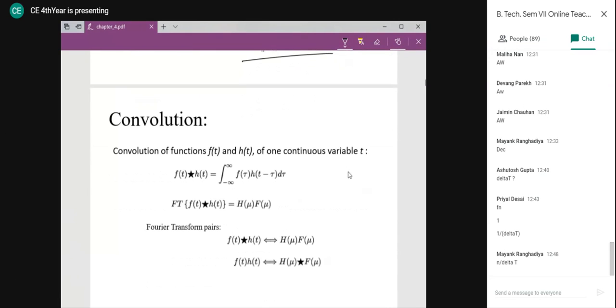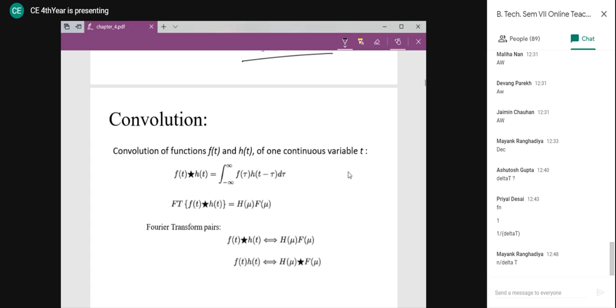Next is the very interesting concept of convolution. Convolution is not a new term for you, but how it impacts the frequency domain, that we need to learn. You know that filtering is nothing but convolution. Filtering is the heart of image processing. So convolution is the heart of our processing. Can we say like that?